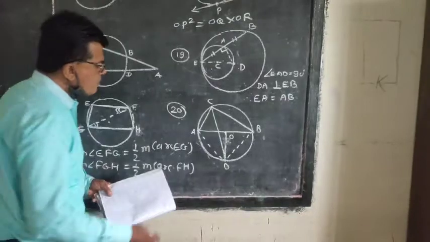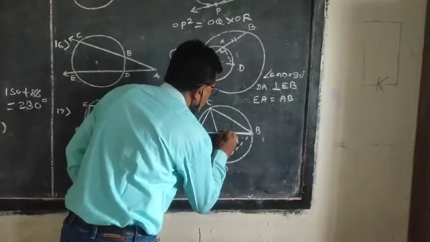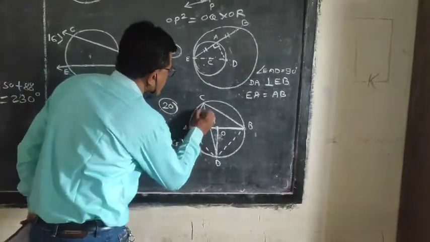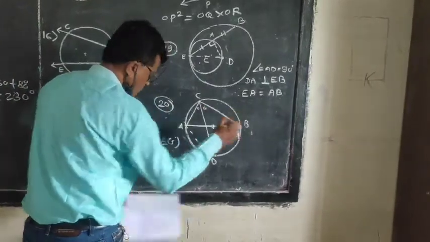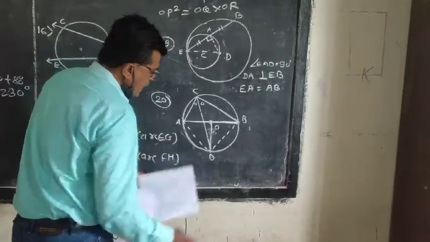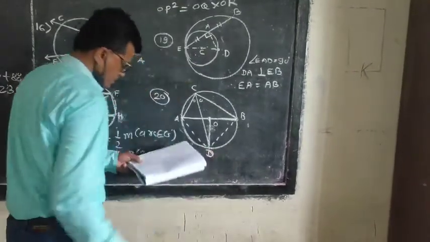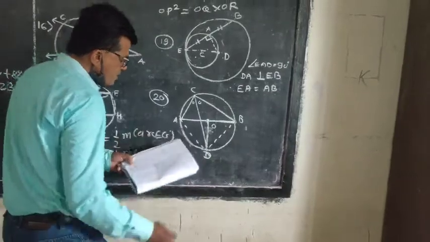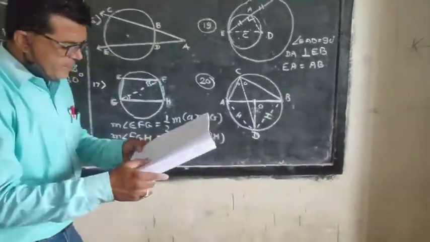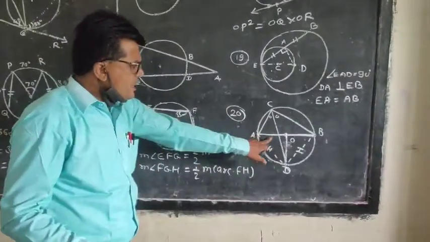In the matter of example 20, in the figure, segment AB is the diameter, O is the center of the circle, and the bisector of angle ACB intersects the circle at point D. Here prove that segment AD is congruent to segment BD. In this matter, there is an activity now.